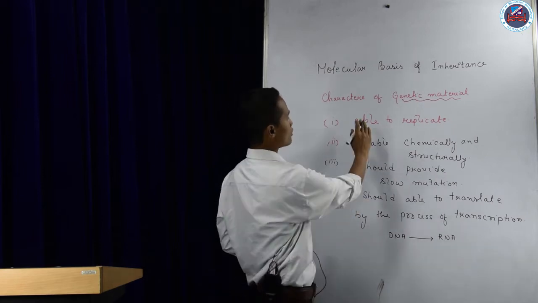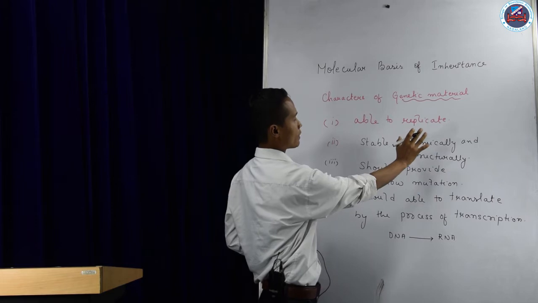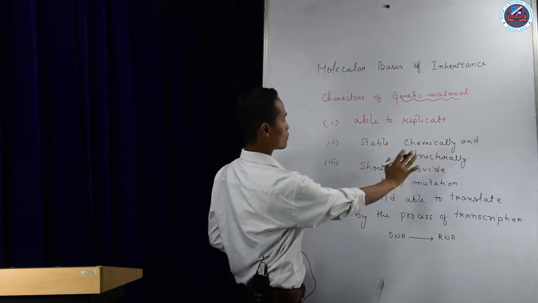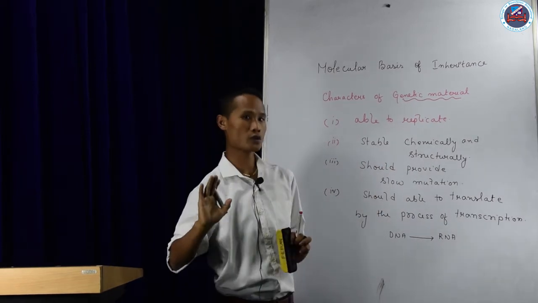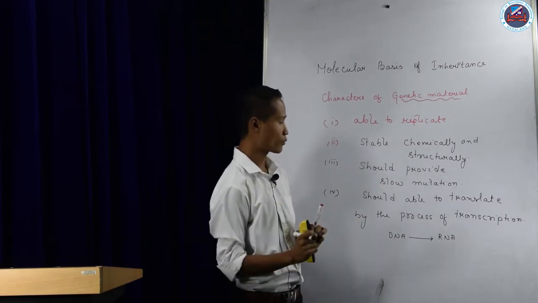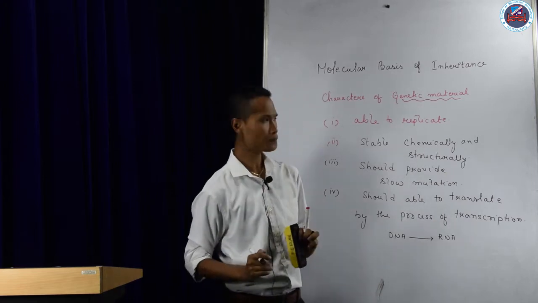That is, they should be able to replicate, they should provide stability chemically and structurally, they should provide slow mutation because that is required for the process of evolution. The fourth thing is that they should be able to translate by the process of transcription, that is DNA to RNA.